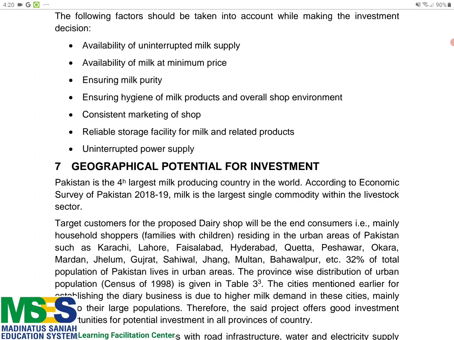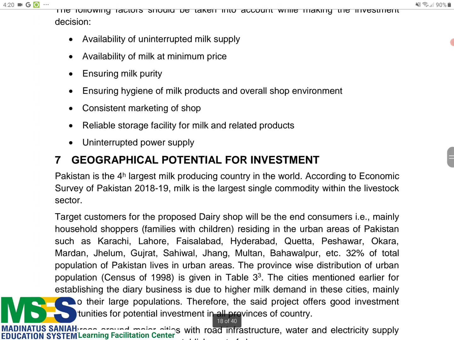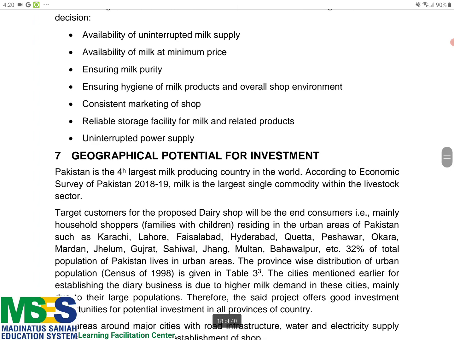Then marketing of the shop. Yes, it's an important factor. It is more important in the beginning. Later on, when everyone knows that you are there selling pure milk at a very cheap price, they would come. So, what kind of marketing would you do?